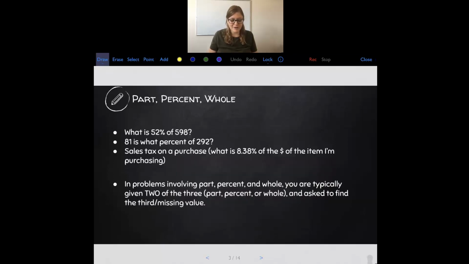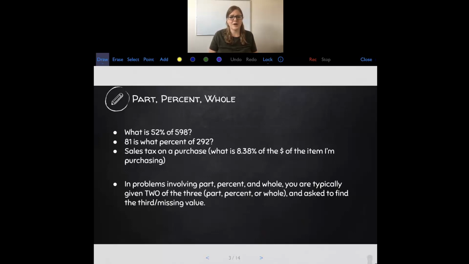So what we mean by part, percent, whole are problems like this. What is 52% of 598? 81 is what percent of 292? And then as an application, sales tax on a purchase. Sales tax is about 8.38%, so you'd be calculating 8.38% of the total value.